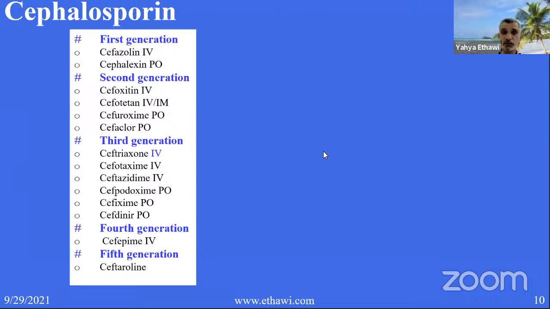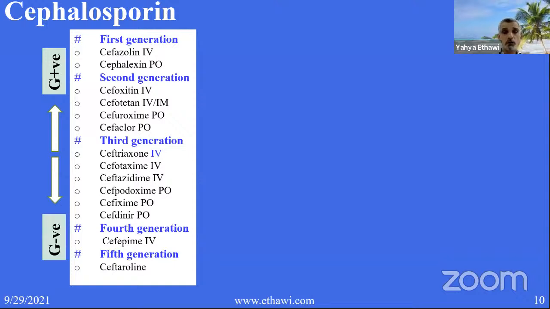We have the third generation. The most common are ceftriaxone and cefotaxime, but we also have ceftazidime, cefixime, and cefdinir, used as prophylaxis for surgery. The fourth generation example is cefepime, and the fifth generation is ceftaroline. You need to remember that the more you go toward the first generation, the more gram-positive coverage you get. The more you go toward the fifth generation, the more gram-negative coverage you get.